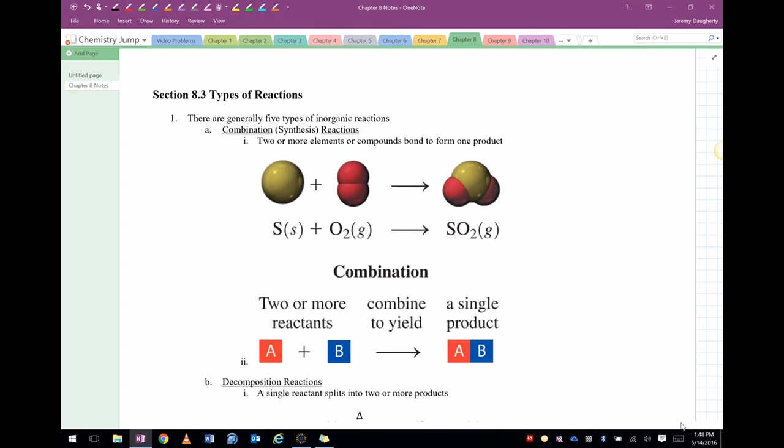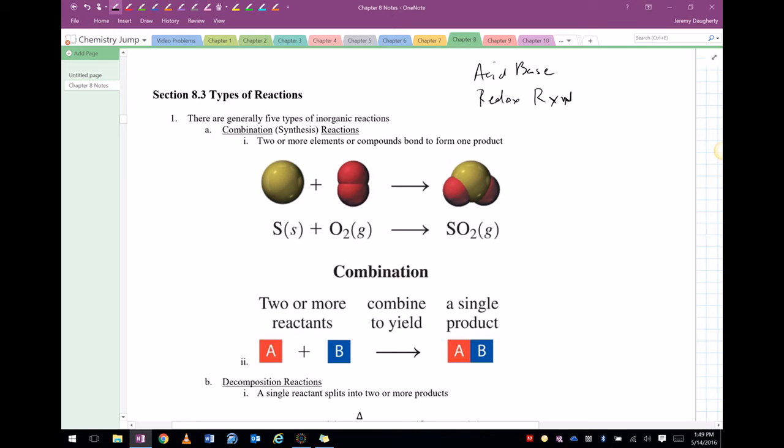Section 8.3, types of reactions. Generally, there are 5 types of inorganic reactions. We'll learn about some very specific ones like the acid-base reactions and what are called redox reactions. So we'll talk about those in this course, and then we'll also get into them more in AP. What we're going to focus on are just the 5 basic types.